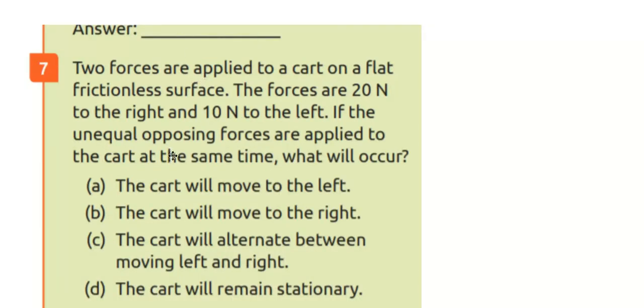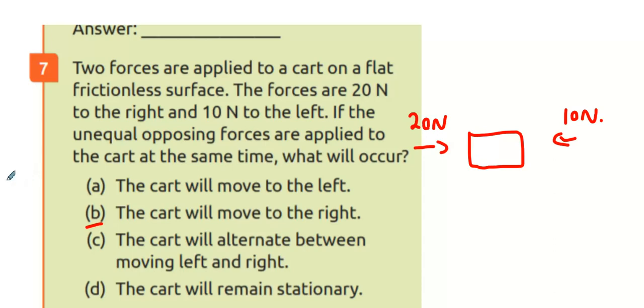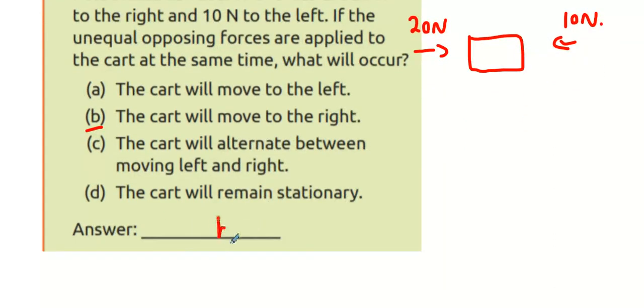7. Two forces are applied to a cart on a flat frictionless surface. The forces are 20 Newtons to the right and 10 Newtons to the left. If the unequal opposing forces are applied to the cart at the same time, what will occur? The cart will move left to right. The cart will move to the right. There you go. They're applied at the same time, so that will be B. Because one force is larger than the other, it's a net force of 10 Newtons to the right.